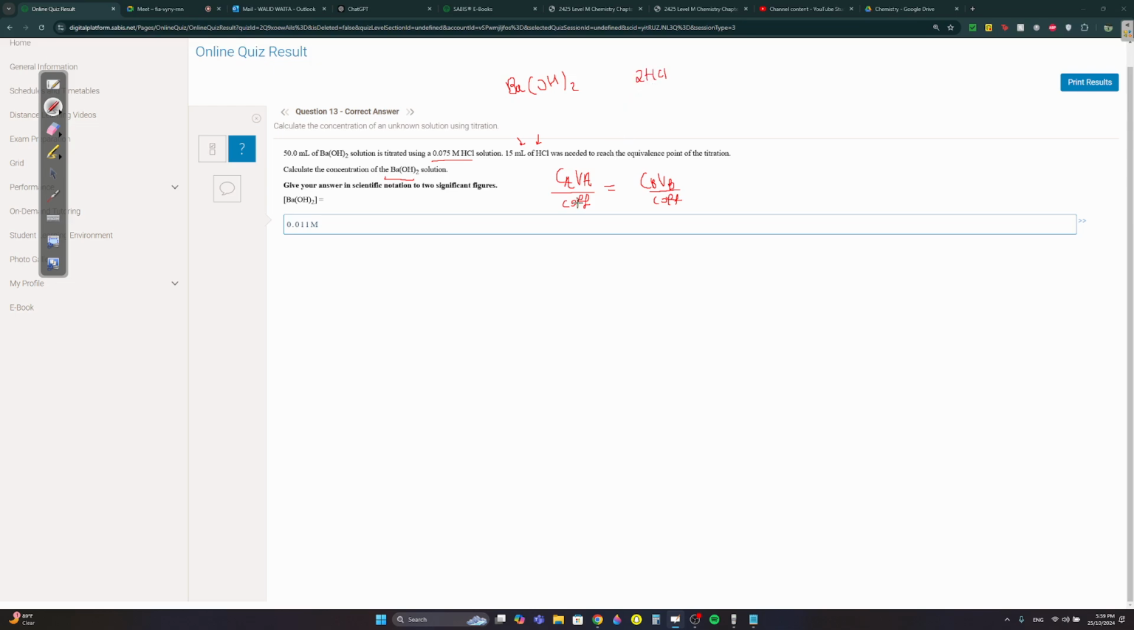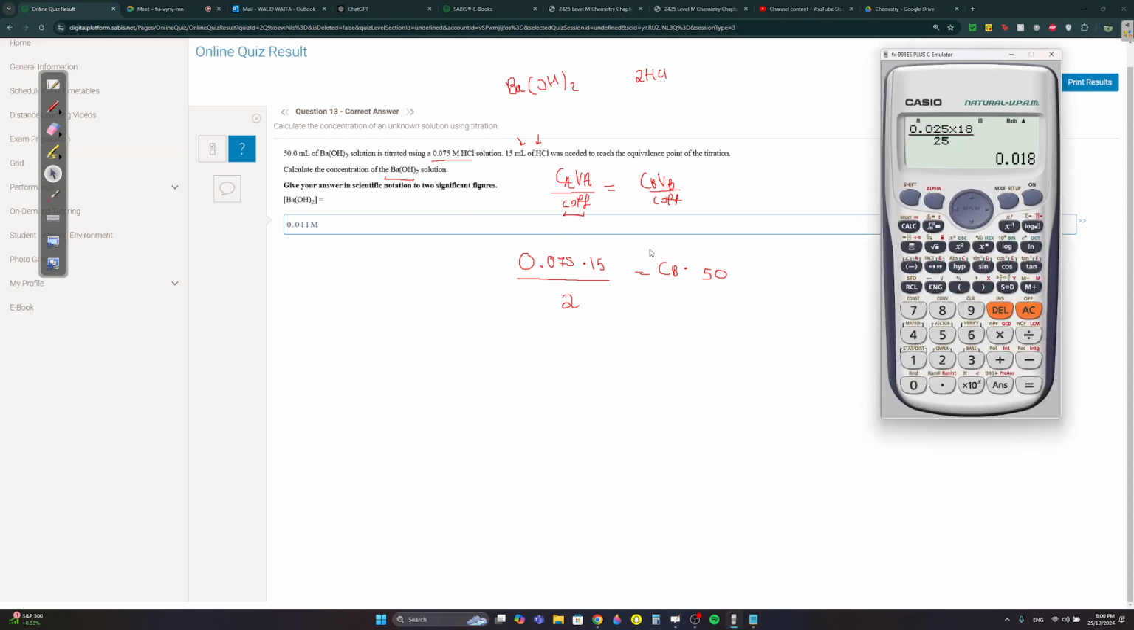So for the acid, what's the coefficient? 2. So concentration of acid is how much? 0.05 times the volume of the acid, 15, over the coefficient, which is how much? 2, equals the concentration of the base, which we're trying to find, because Ba(OH)2 is the base, times the volume of the base, which is 50, over the coefficient. What's the coefficient? We didn't multiply by anything, so it just stays 1. So let's actually find it.